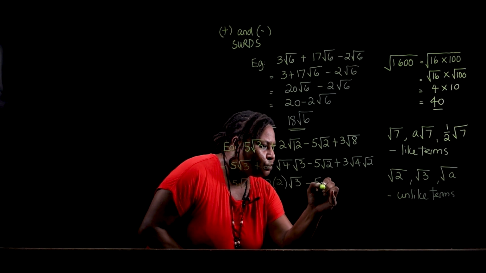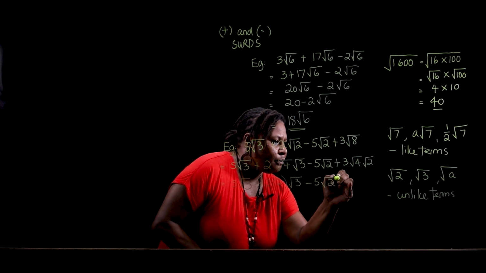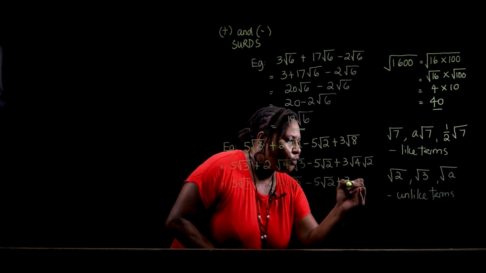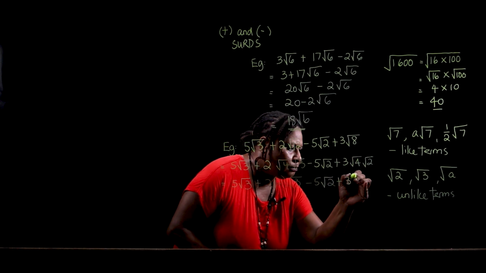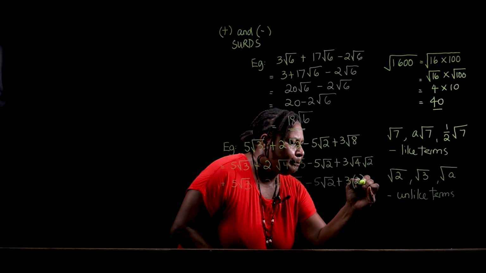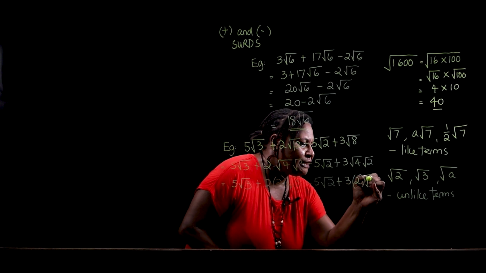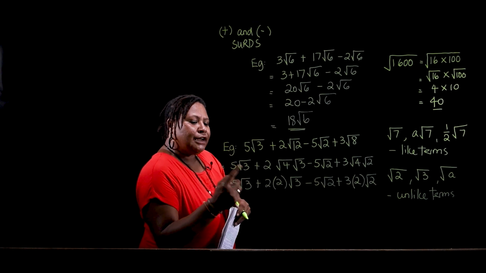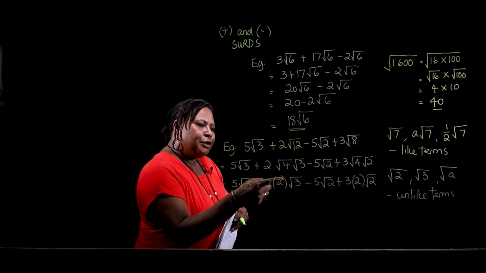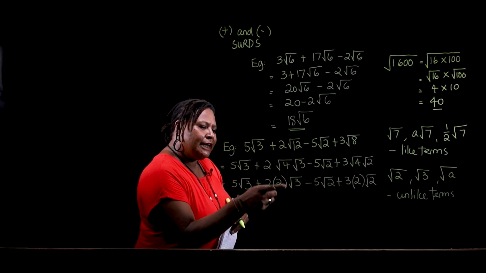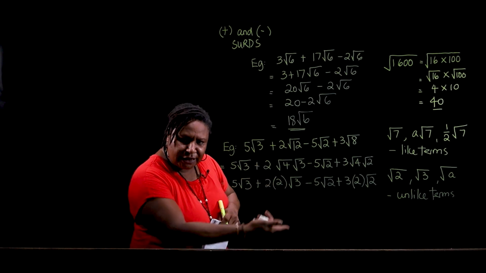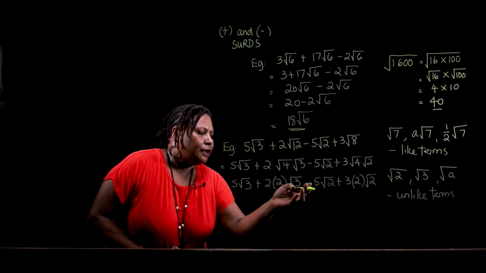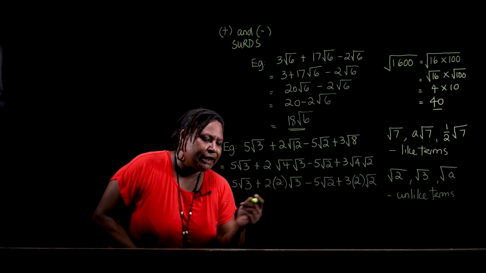Minus 5√2 plus 3, and again, the square root of 4 is 2, so that comes out, multiply by 3, and √2 remains as it is. Now, because we are multiplying here, that multiplication continues into the next step. Now, let's get rid of all these brackets here.